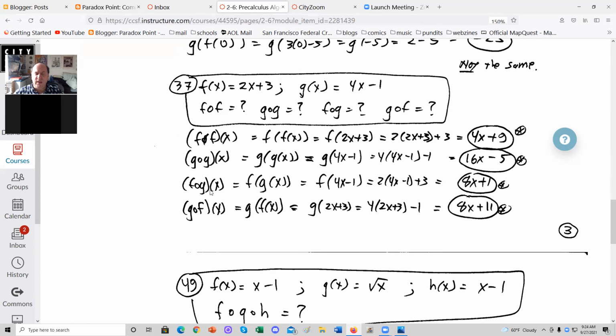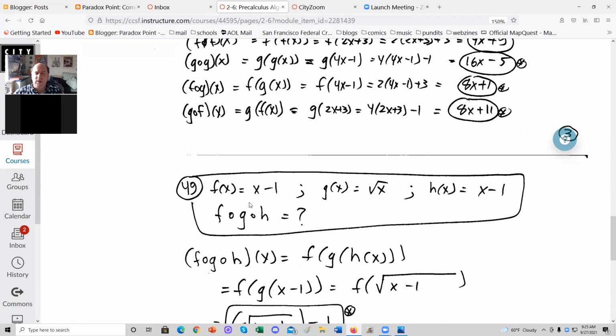F of g of x is f of 4x minus 1. So that's twice 4x minus 1 plus 3. After a bit of arithmetic, you get 8x plus 1. G of f of x is g of 2x plus 3. That's 4 times 2x plus 3 minus 1. And that comes out to 8x plus 11. Again, not the same.